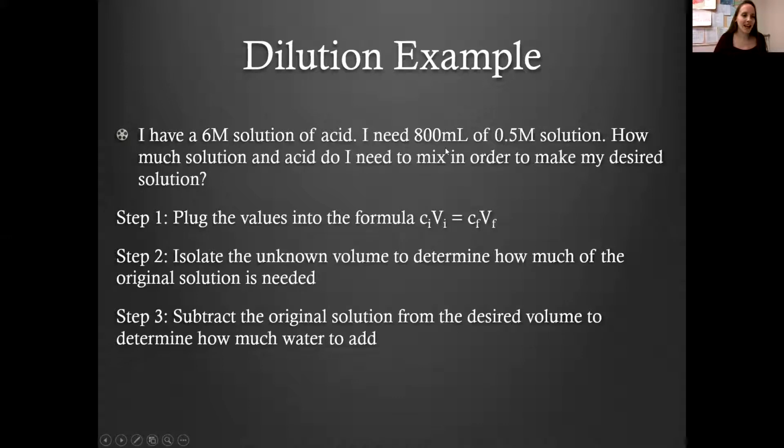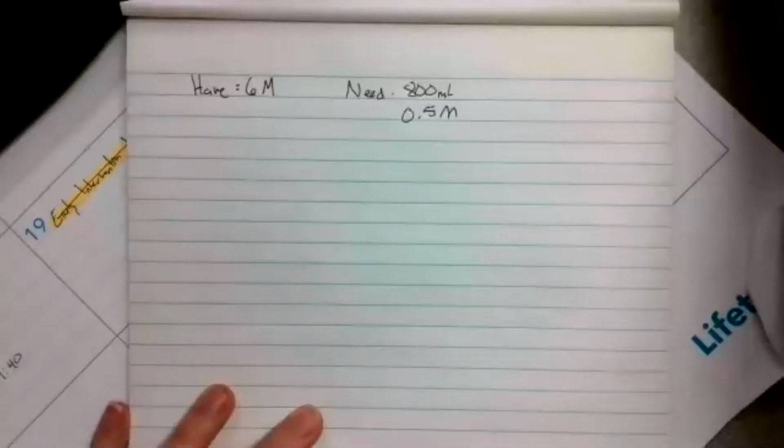I need 800 milliliters of a 0.5 molar solution. So I have to dilute this from 6 molar to 0.5 molar. How much of the stock solution will I need in order to make my desired solution? So I'm going to walk through how to do this, and then you guys have some practice questions.